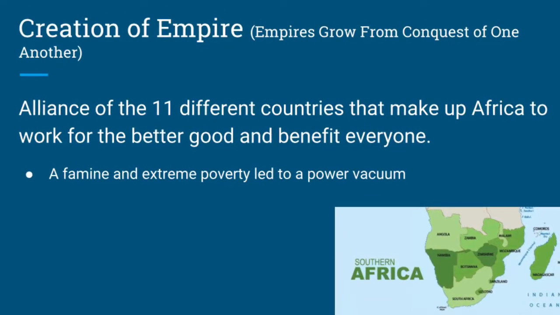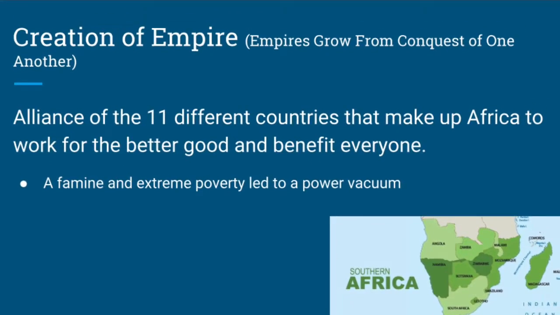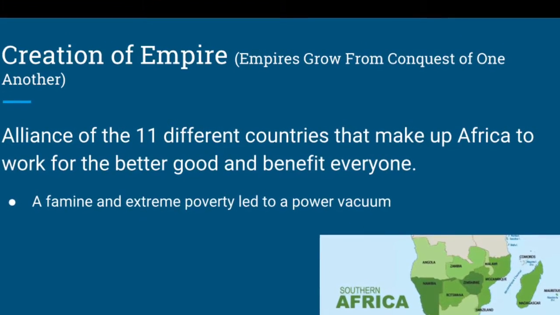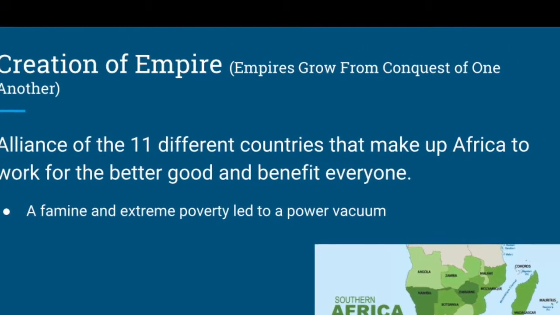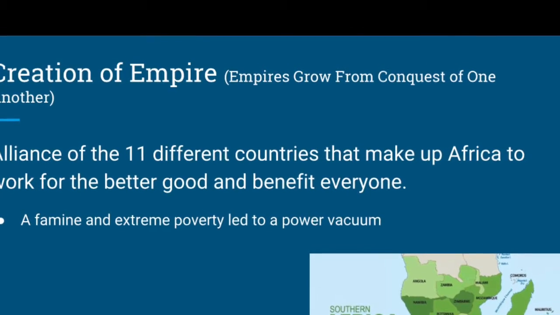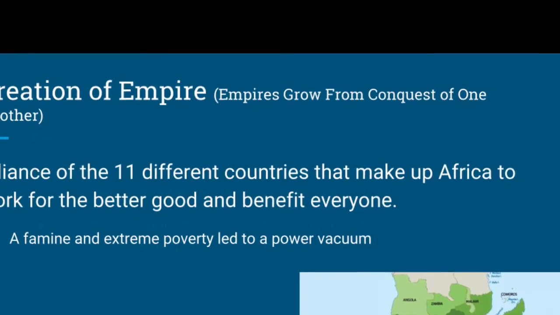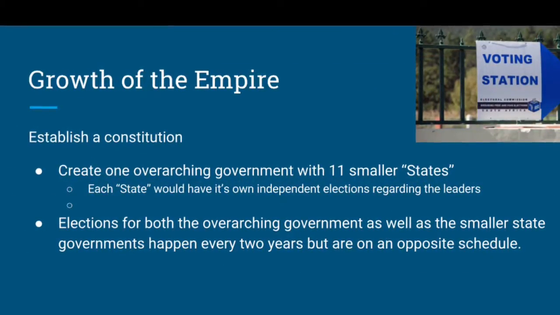The creation of this empire came about through a famine and extreme poverty, which created an uprising in an already tumultuous Africa, which led to a power vacuum. An alliance between each of the 11 countries to work together for the greater good formed this one nation. So how will the government work?